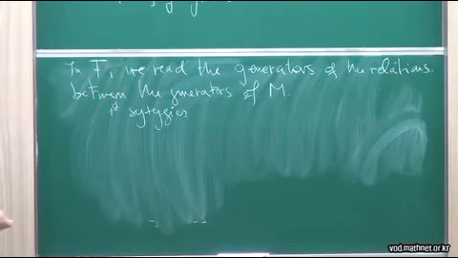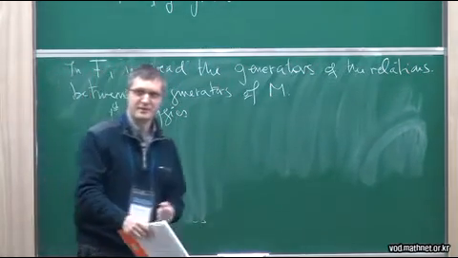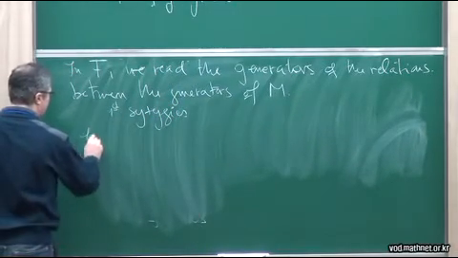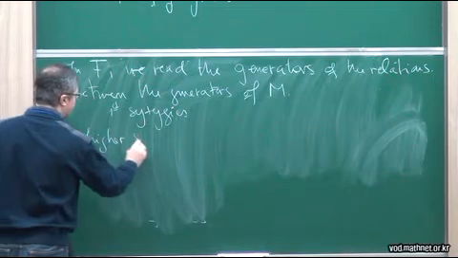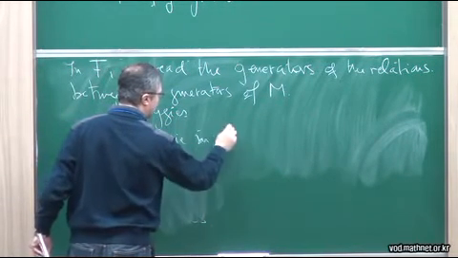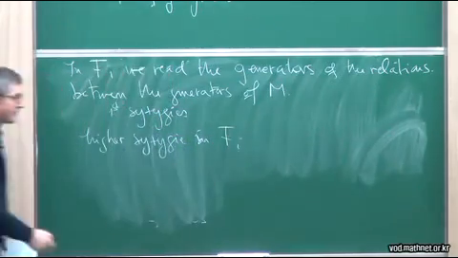And then in F2, we read the relations between relations. So these are the second syzygies, and so on. So then we get higher syzygies in Fi.